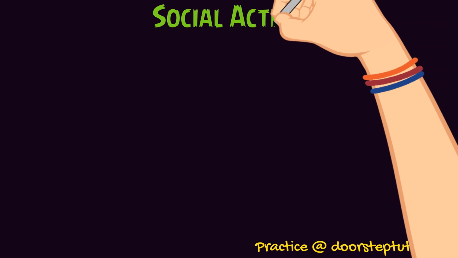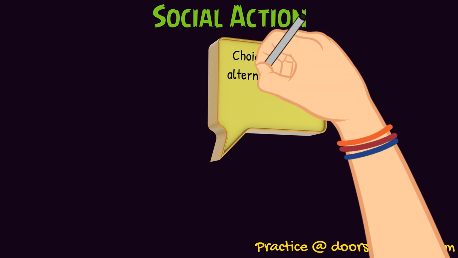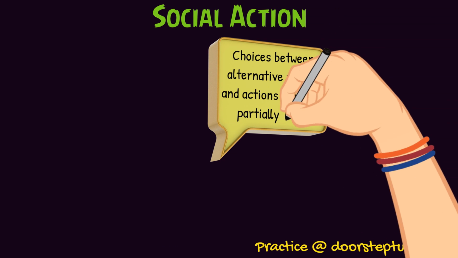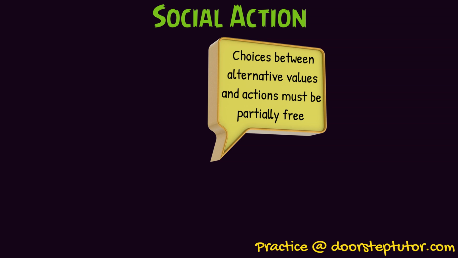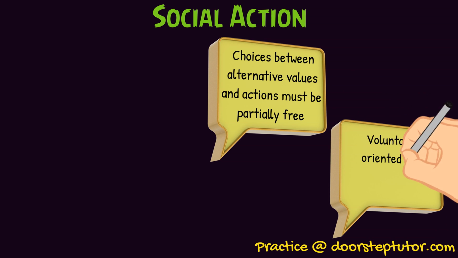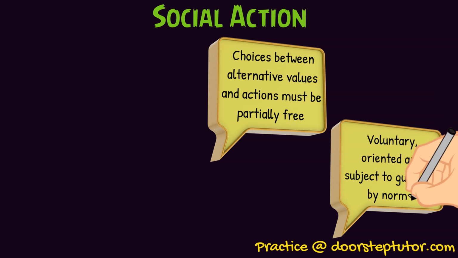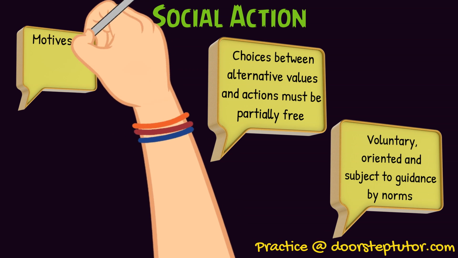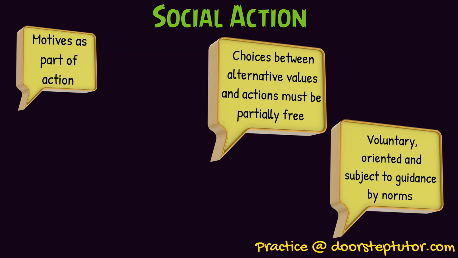Now, what is social action? He said that there are choices between alternative values. And he said that the actions that an individual performs must be partially free. So, how should an ideal action be? An ideal social action should be voluntary, oriented towards someone or something, and subject to guidance by norms. That means it should be appropriate. It should be given a thumbs up by the society that yes, you are adhering to the norms. And motive or intention is a very important part of this action.